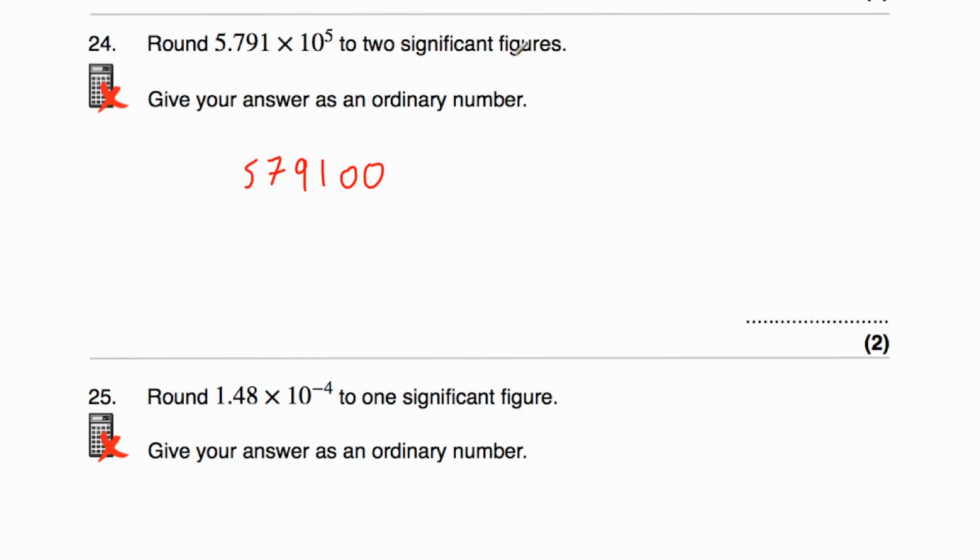But we've been asked to round it to 2 significant figures. So that means we want 2 digits followed by zeros. So our choices will either be 570,000 or 580,000. Now this number is much closer to 580,000 than it is to 570,000, so the answer would be 580,000.